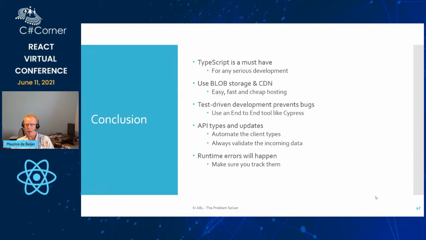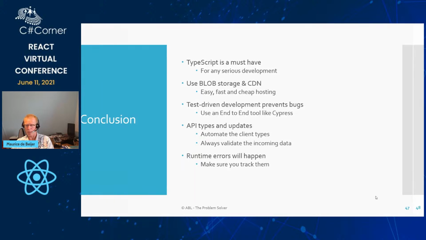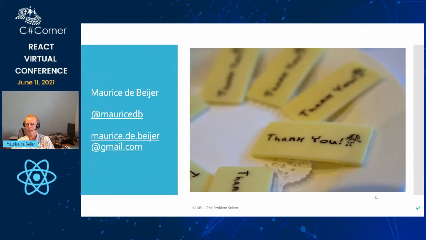And track runtime errors. It's not a question if they happen, they will happen. Make sure you track them, make sure you're aware of them so you can fix them. If you don't track them, you won't know. And you might be under the illusion that there are no serious problems because your users are not calling, but quite possibly there are some serious errors. Maybe there aren't and you're lucky, but quite likely you're wrong there.